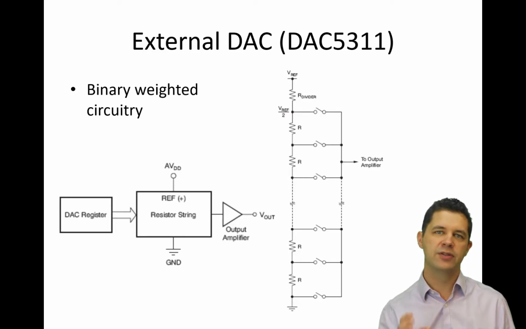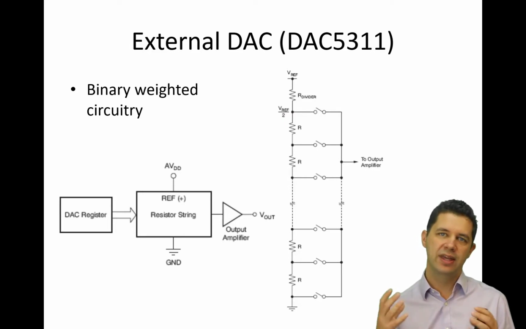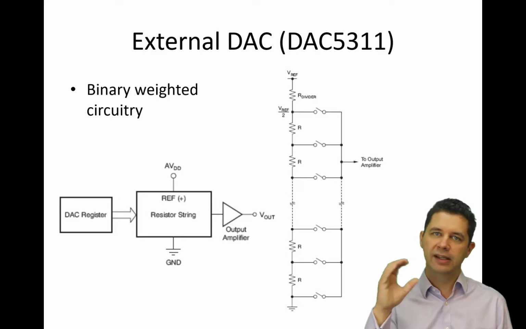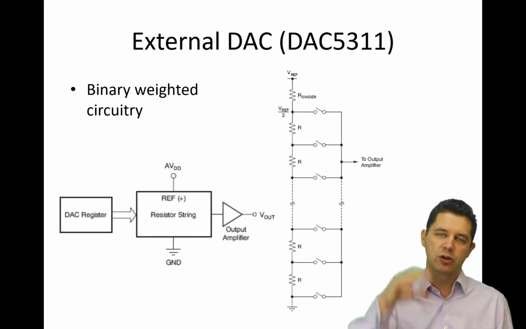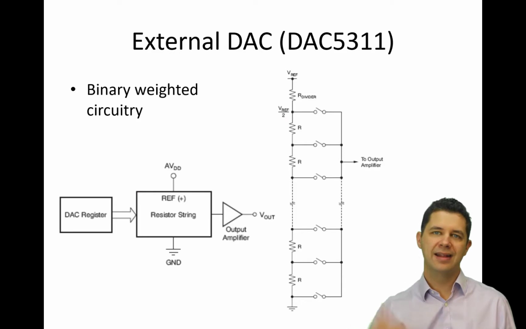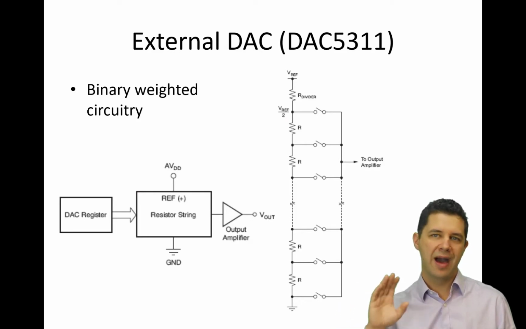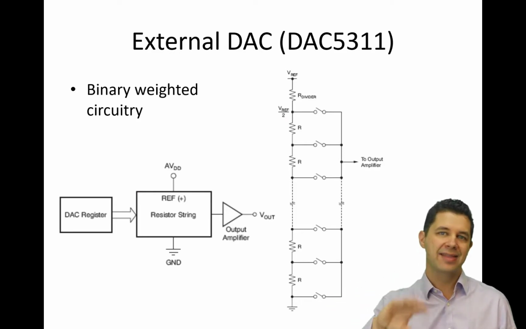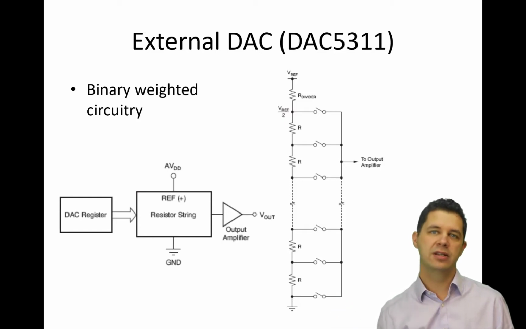We have our reference voltage there because everything within DACs is with reference to a particular reference voltage between our ground or our low voltage and our high reference voltage. And as a result, that goes to our output amplifier, and then that will be our output voltage that we can supply there.